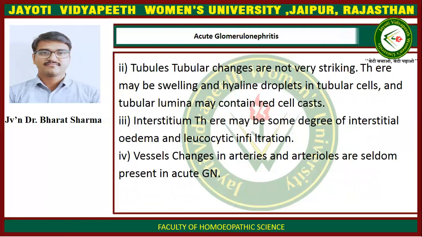Tubules: tubular changes are not very striking. There may be swelling and hyaline droplets in tubular cells, and tubular lumina may contain red cell casts. Interstitium: there may be some degree of interstitial edema and leukocytic infiltration. Vessel changes: changes in arteries and arterioles are seldom present in acute glomerulonephritis.